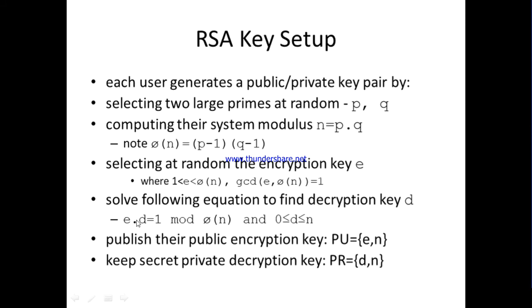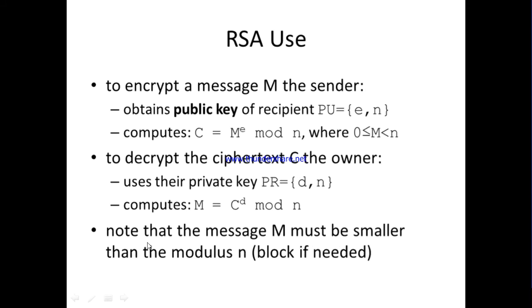I am multiplying E into D and taking mod phi of n, and the result should be equal to 1. D has to be selected in such a way. Then we take the public key as E comma n, and the private key as D comma n. That is how the public and private keys are generated.